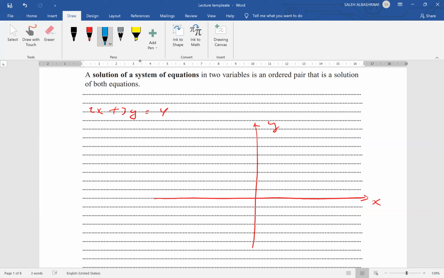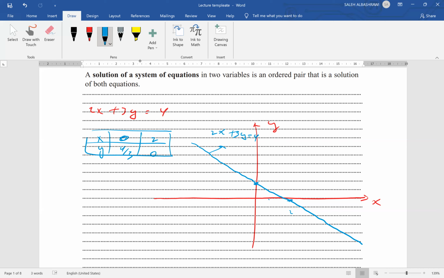To graph this one, we can use the x-intercept and y-intercept. 2 points are enough. If x equal to 0, then y will be 4 over 3. If y equal to 0, then x is 2. So I have 0 and 4 over 3, which is about 1 and 1/3. This is 1 point. And 2 and 0. So this is the line of this equation, 2x plus 3y equal to 4.